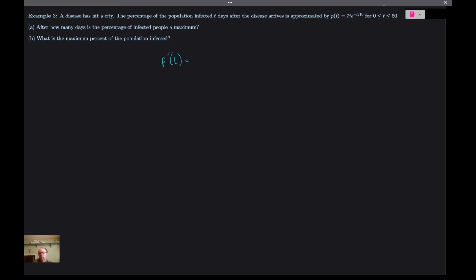So we'll use the product rule. So we have 7e to the negative t over 10 minus 7 tenths t e to the negative t over 10. Set it equal to 0. Let's factor out 7e to the negative t over 10. We're left with 1 minus 1 tenth t. Set that equal to 0. Divide this out, and we get t equals 10.